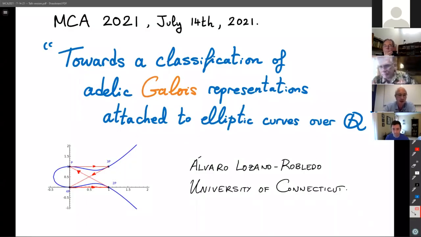Our next speaker, after hearing number theory in Canada and Argentina, we move back up to the United States, and we will hear Alvaro Lozano Robledo from the University of Connecticut with a talk, Towards the Classification of Adelic Galois Representations Attached to Elliptic Curves over Q. So go ahead.